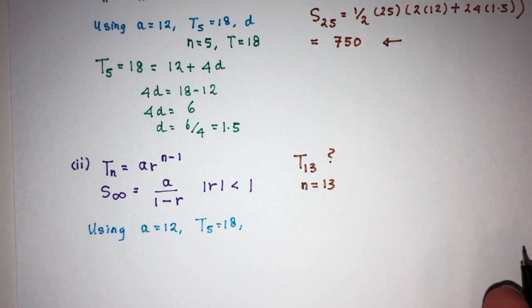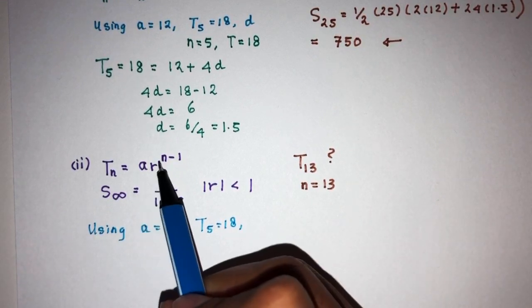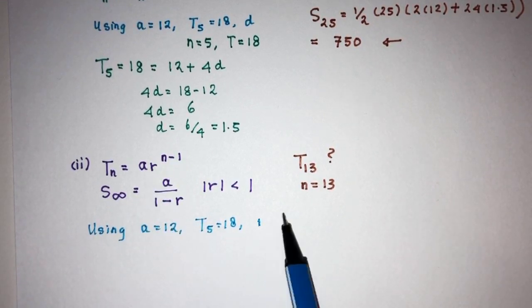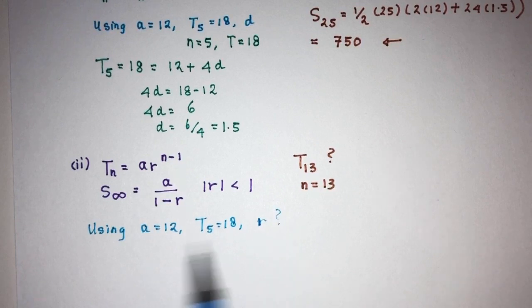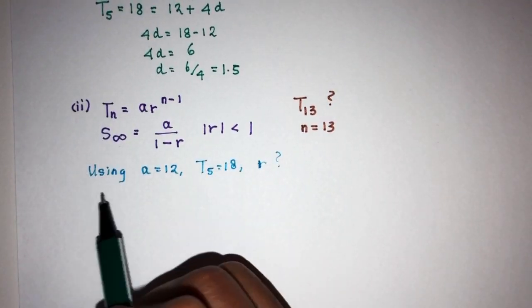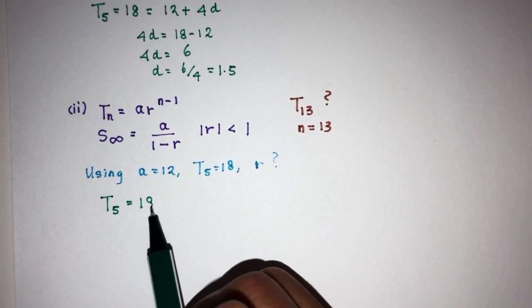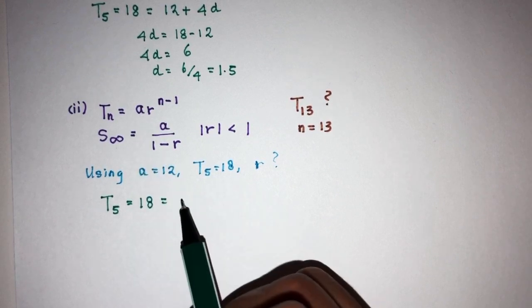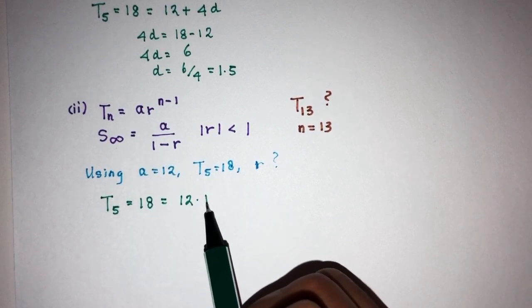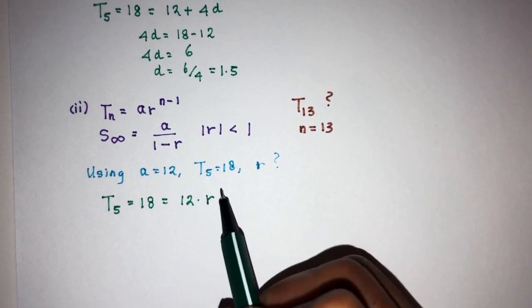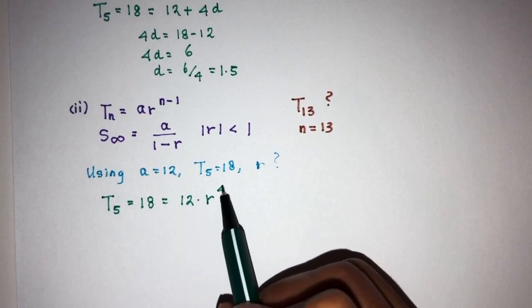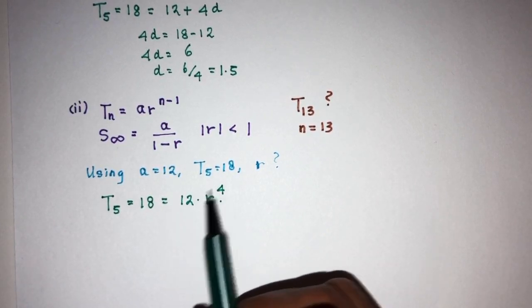Now we're missing a value here, as by observation we can see we don't have the value of r. So let's first find the value of r from those two given pieces of information. So let's proceed. Here we know the term number 5 is given by 18, which is equal to the equation here, where a is 12, r we don't know, and n minus 1 is 5 minus 1, which is 4. So here we have to solve for the value of r.